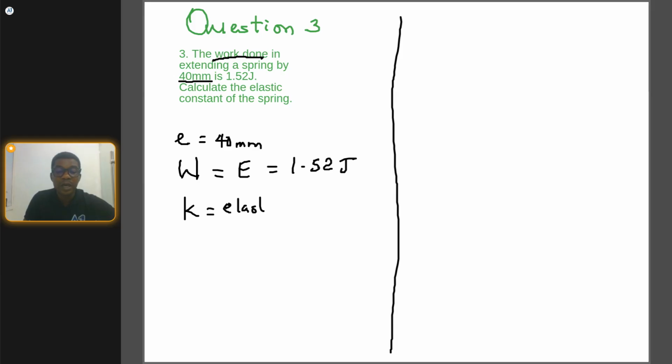So we are asked to calculate the value of K using these parameters, which are the extension and the energy stored. We are asked to calculate the elastic constant, which is letter K. We have to recall the formula for work done or energy stored, which is W equals 1 over 2 K E squared.